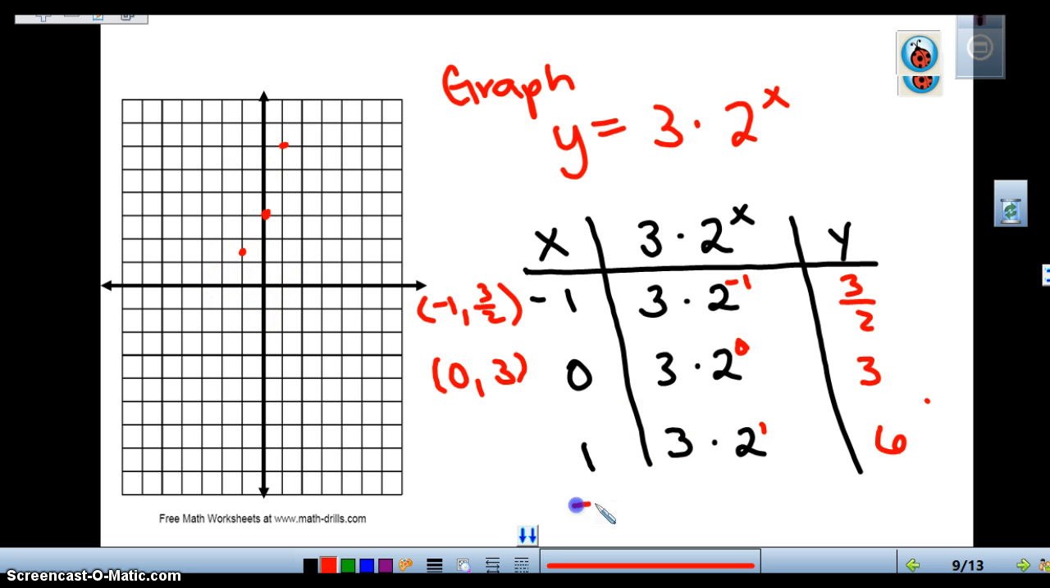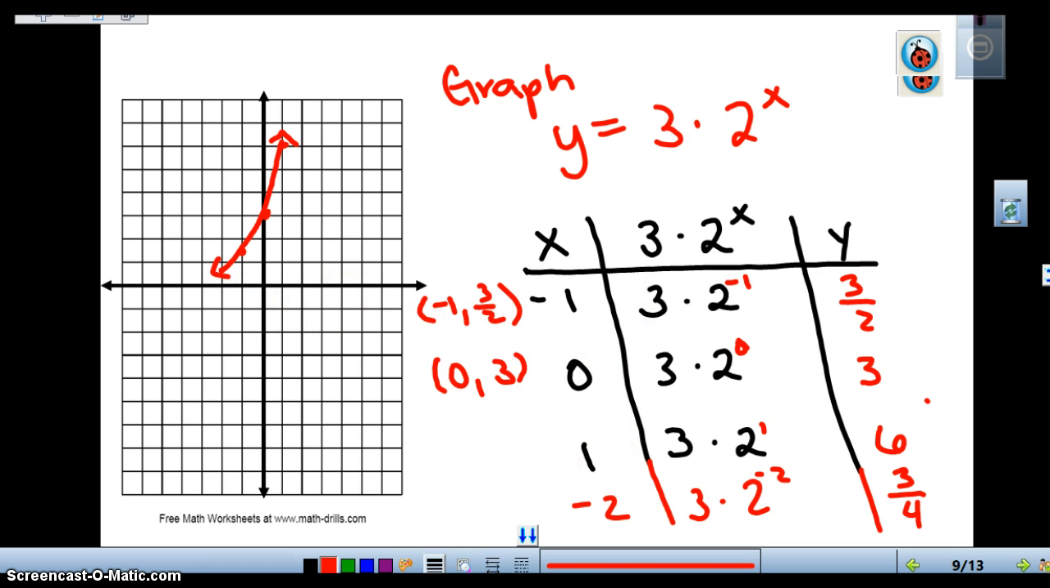What if we try -2 just so we have a little more representation of the curve? 3 times 2 to the -2, what would that look like? 3 over 4. So that means -2 and something less than 1, about right here. What would you think would be -3? Right there, very close to the x-axis, right? So we can connect these and get an idea of the graph.